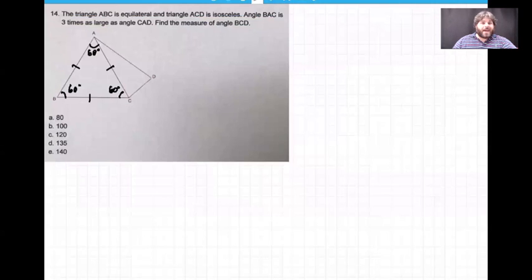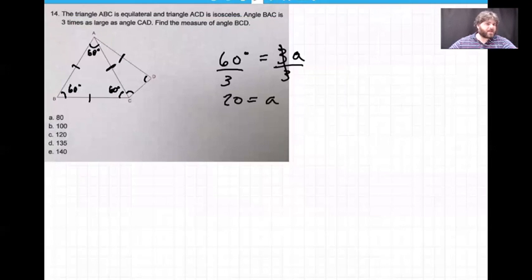Then it says ACD is an isosceles triangle. So that's the little small triangle over here. It's saying that it's isosceles. That means these two sides are the same and these two base angles are also the same. Okay, angle BAC is 3 times as large as angle CAD. So what they're saying is BAC is here and CAD is here and it's 3 times as large. Well, if this one's 60 and it is 3 times as large as the other angle, if we divide by 3, we're going to get that that angle is equal to 20, which makes sense. 3 times as big as 20 would be 60, so that makes sense. So this little angle here is 20.